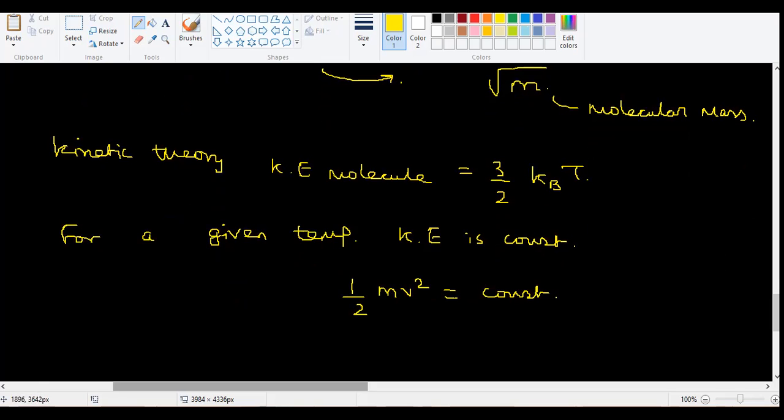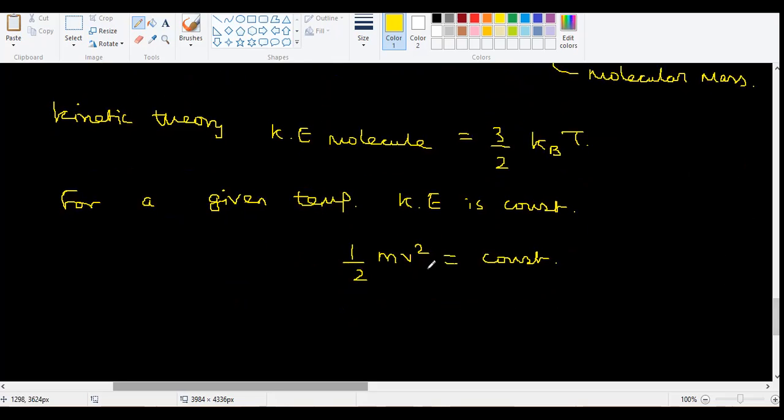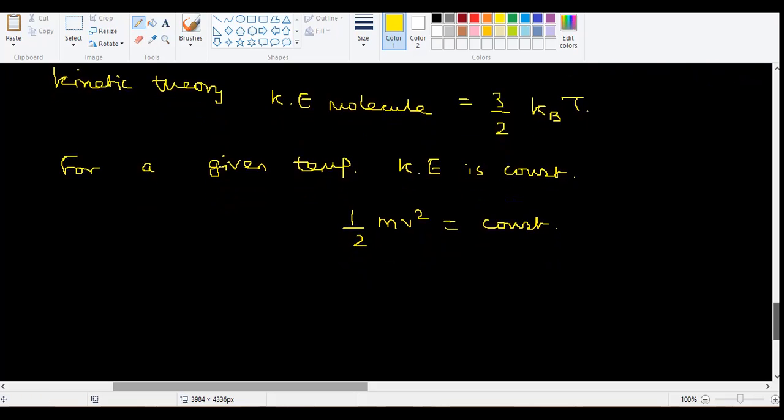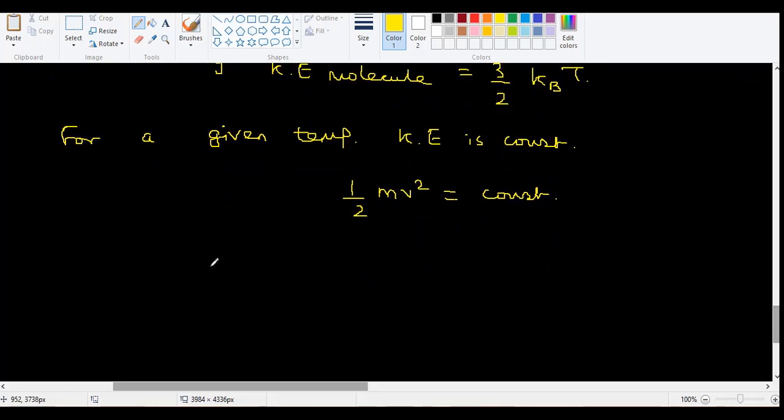So what are we trying to say? Whether it is hydrogen or oxygen, for a given temperature at say 100 degrees Celsius, both of them will have the same kinetic energy. How is that possible? Oxygen has to be moving slower. Hydrogen has to be moving faster. Only then this is possible. Do you agree, everyone? No one has understood anything? Yes, sir.